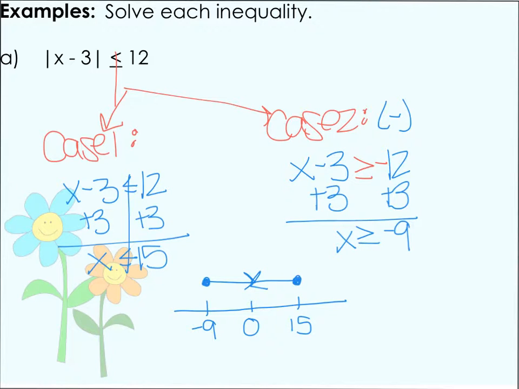I will give you one hint on these. As you're graphing them, you're either going to shade in the middle or you will shade out. These end up being a compound inequality of sorts. Okay? But here are two answers for this one. If you have questions, help each other out on this one.